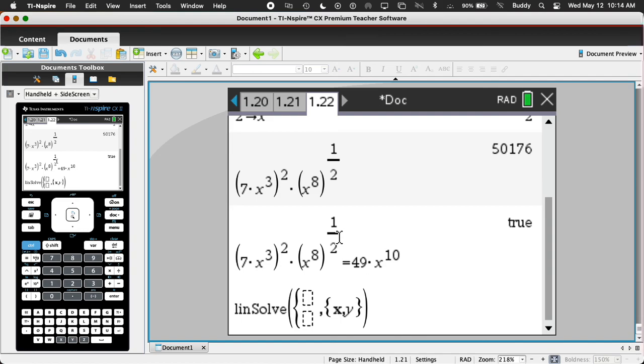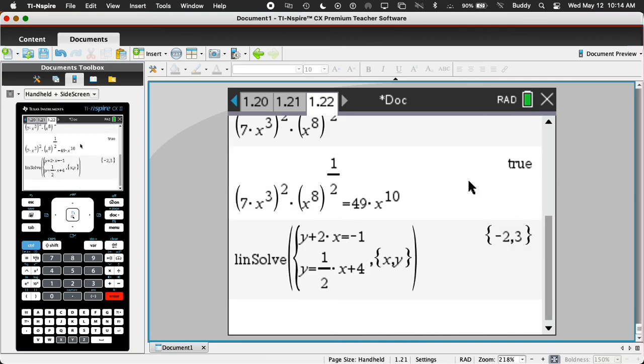So I'll go ahead and type in that first equation. y plus 2x equals -1. And y equals 1/2 x plus 4. And my x solution. Oh, did I type this in wrong? y plus 2x equals -1. y equals 1/2.